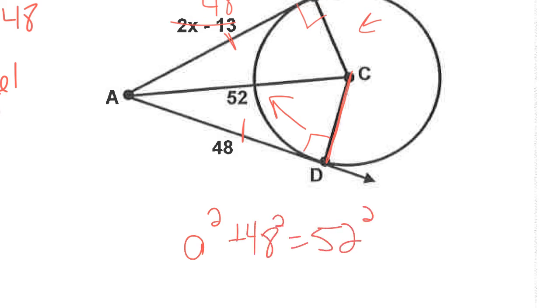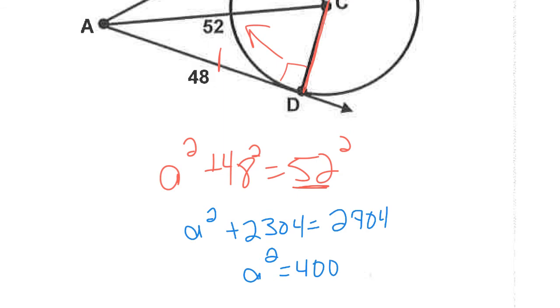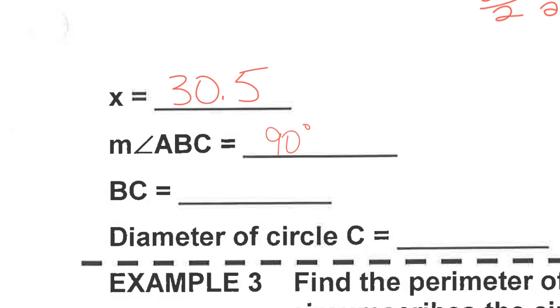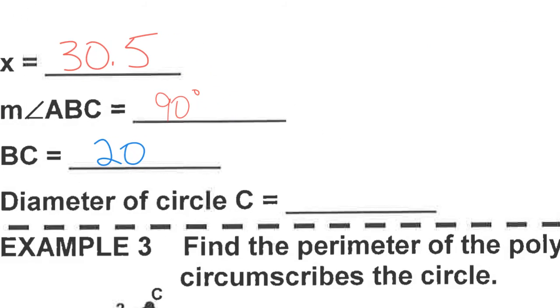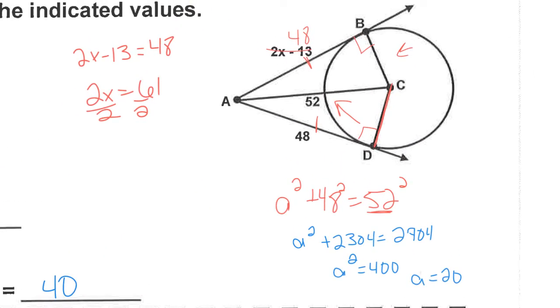And this is where I'm worried some of you are going to mess up. Make sure you know what side is what. Let's see, that's A squared plus 2,304 equals 2,704. If I subtract that to the other side, I get A squared equals 400, which makes A 20. So my B to C is 20. And if that's a radius, it means my diameter is twice that, which gives me 40. So watch out for those congruent tangents to an exterior point. Remember about the tangent lines and the radius, they're perpendicular.